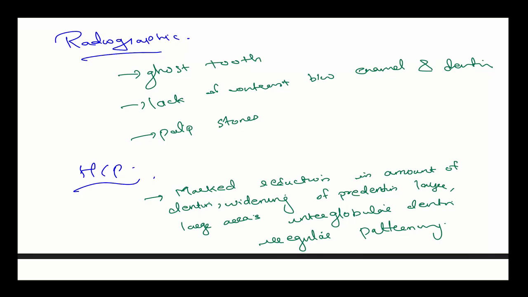So this is one sentence. That was the question: it is seen in. This exact sentence is in Shafer's. So there is marked reduction in the amount of dentine with widening of the predentine and areas of interglobular dentine with an irregular pattern. Just learn the sentence as such in case they repeat it. This time they may ask you simply one part, that is, widening of predentine with large areas of interglobular dentine is seen in. They can ask it like that also, so this is something you should know.